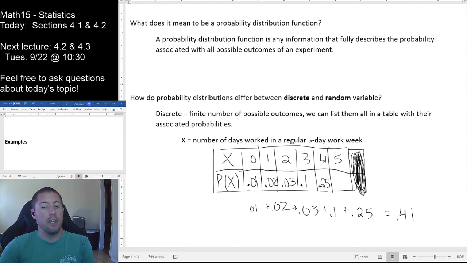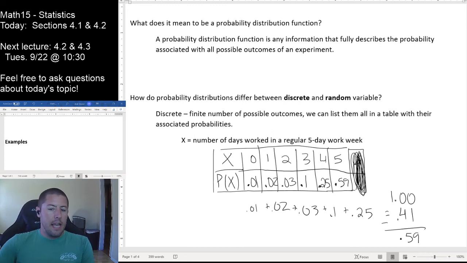So if I want to fully describe the 100% of chances that I've got to work some number of days in a week, I can just find the remaining part right here. And it looks like this will be 0.59. So it must be the case that this is a 0.59, because it's always going to be the case for a probability distribution function that all of the probabilities need to add to 1 or 100%, because we want to make sure that we have accounted for all possible outcomes right here. So again, this is a good way to describe a probability distribution only for really a discrete variable.